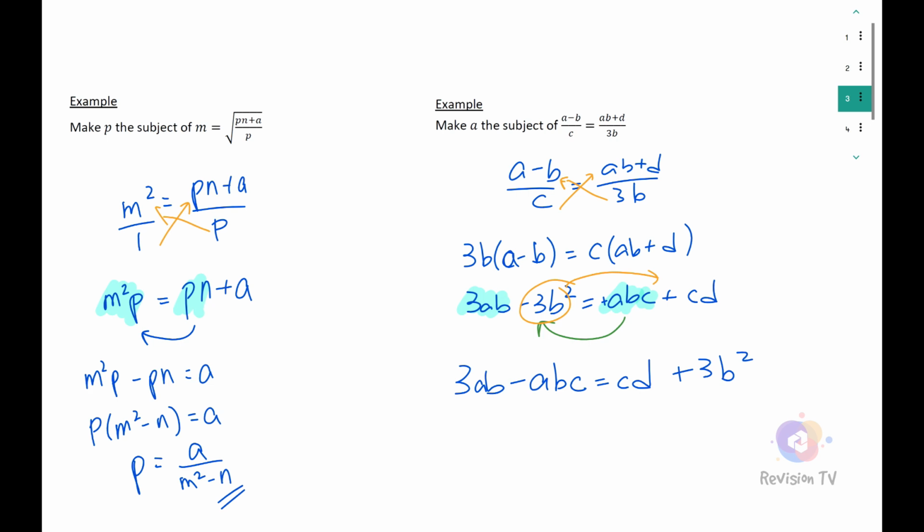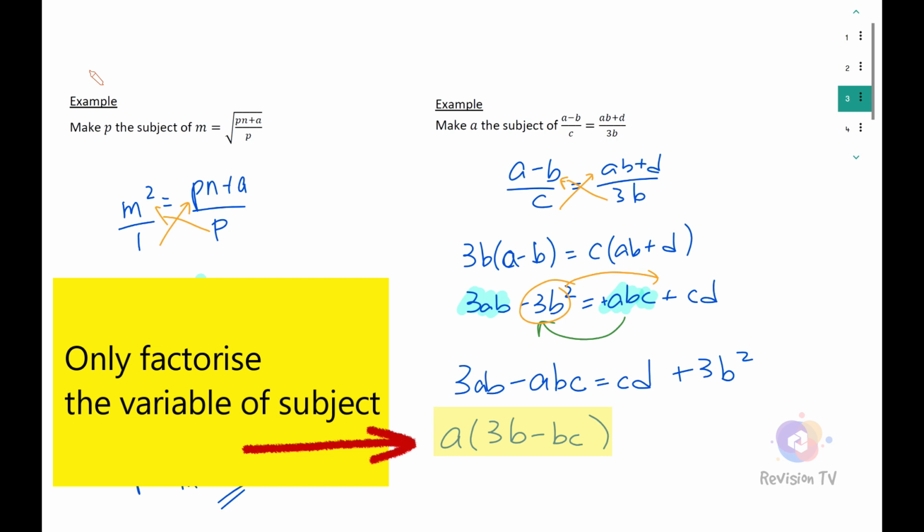To make A the subject, factorize it. Bracket 3b minus bc. Now one will be thinking, why don't we factorize b as well? Now we don't factorize b in here because we don't care about b. This is all about A, the subject. So we don't have to factorize b. So equals cd plus 3b squared.